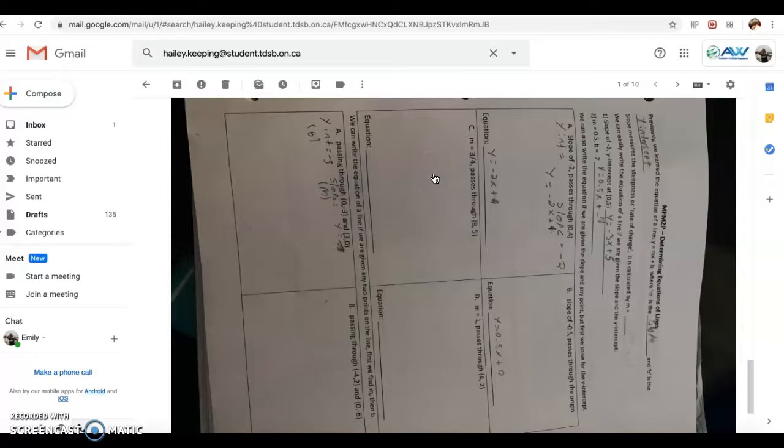So let's see if I can quickly do one of these examples for you. And then you can try the other one. I'm going to run out of time on this video, but I'll try to talk fast. Okay, so we've got slope is 3 over 4, and you're passing through the point (8, 5). Okay.